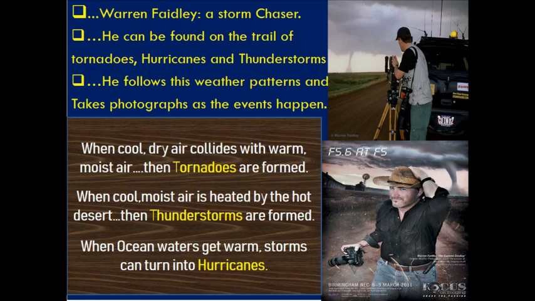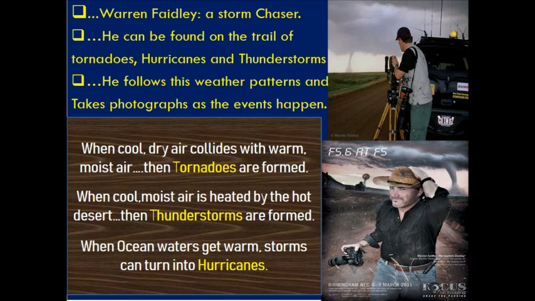So our story talks about a man called Warren Fedley. Warren Fedley is a storm chaser, meaning you will see him where a tornado, a hurricane, or a thunderstorm is happening. He follows these weather patterns. He takes photographs of these weather patterns, and then he sells these photographs to people who would like to see what was going on.